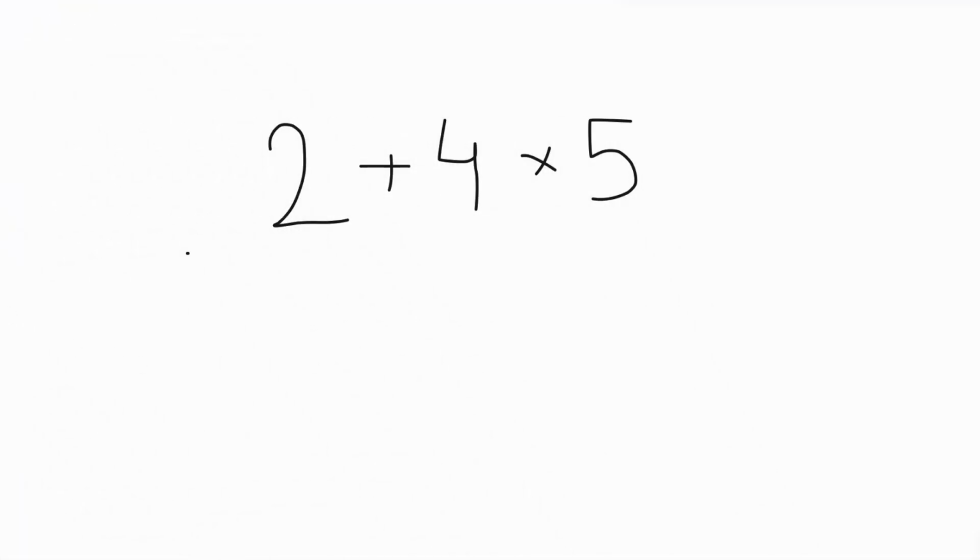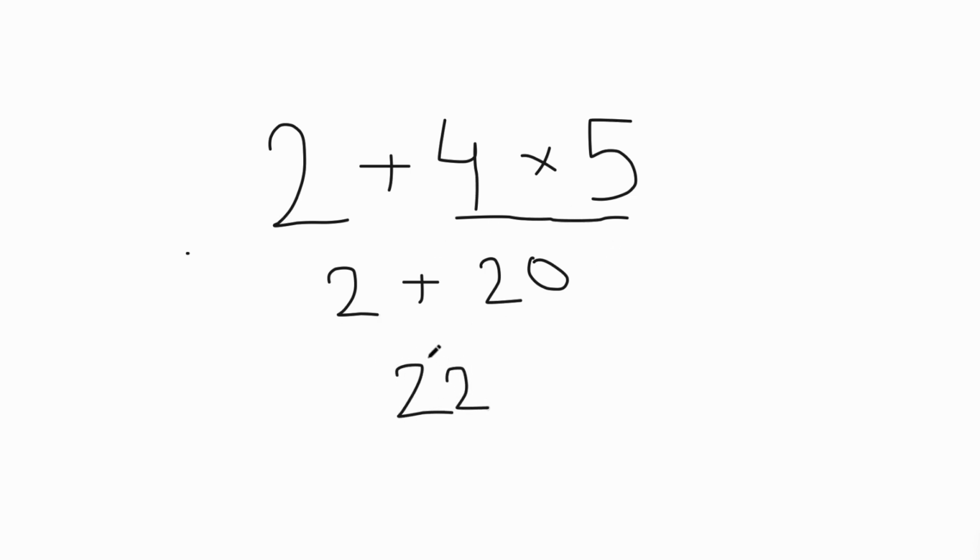Here we have 2 plus 4 times 5. According to PEMDAS, we have to do multiplication before we can do addition. So we will be doing 4 times 5 first. And as you know, 4 times 5 is 20. Now we can rewrite the whole equation, and it will be 2 plus 20. 2 plus 20 is 22, so that's going to be our answer for this equation.